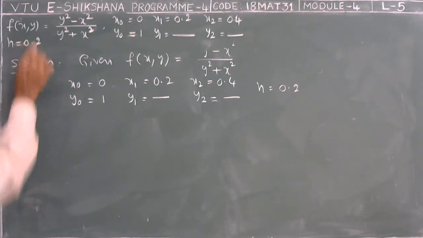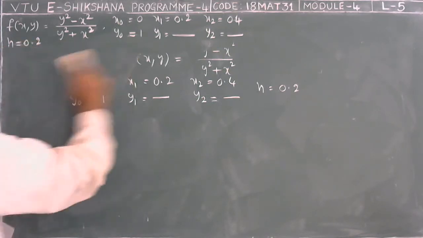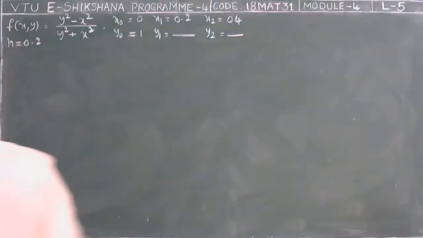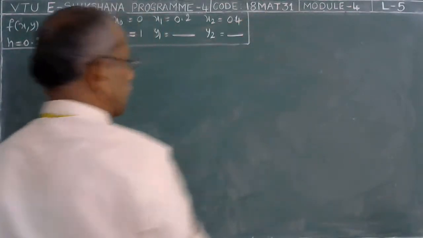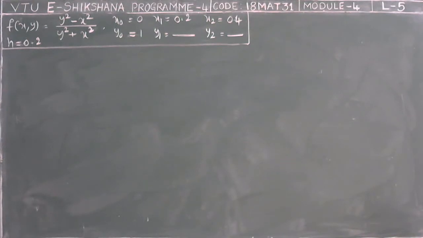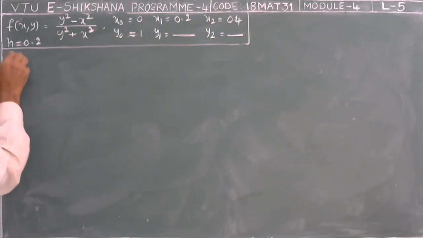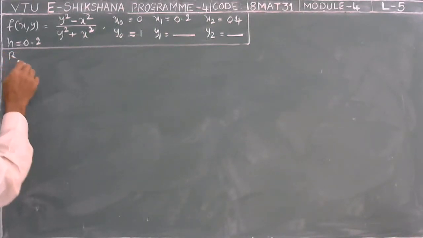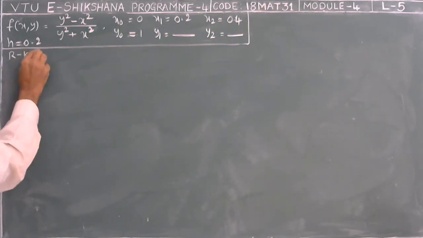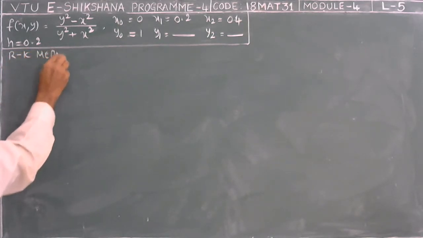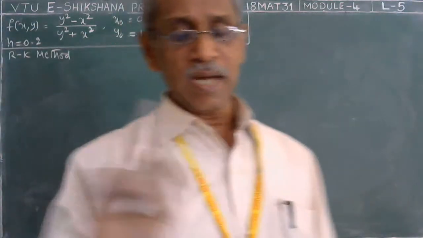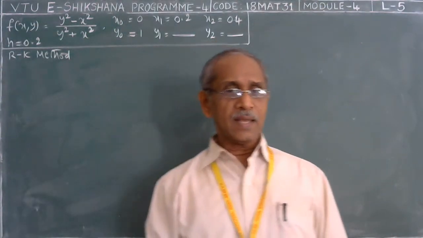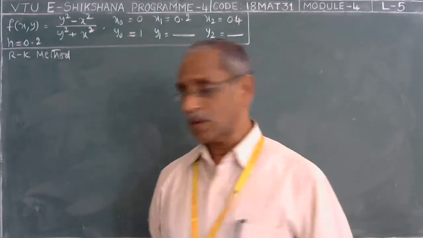H is the step size. Now let me write the formula. For the numerical method, I can simply write it as the RK method. RK method means Runge-Kutta method. In short, let us write RK method to represent the Runge-Kutta method.